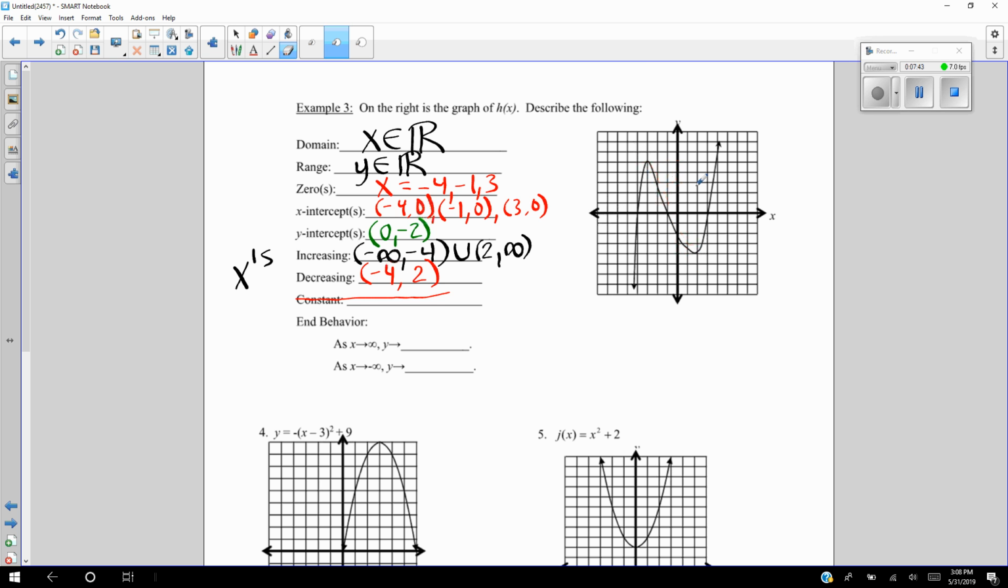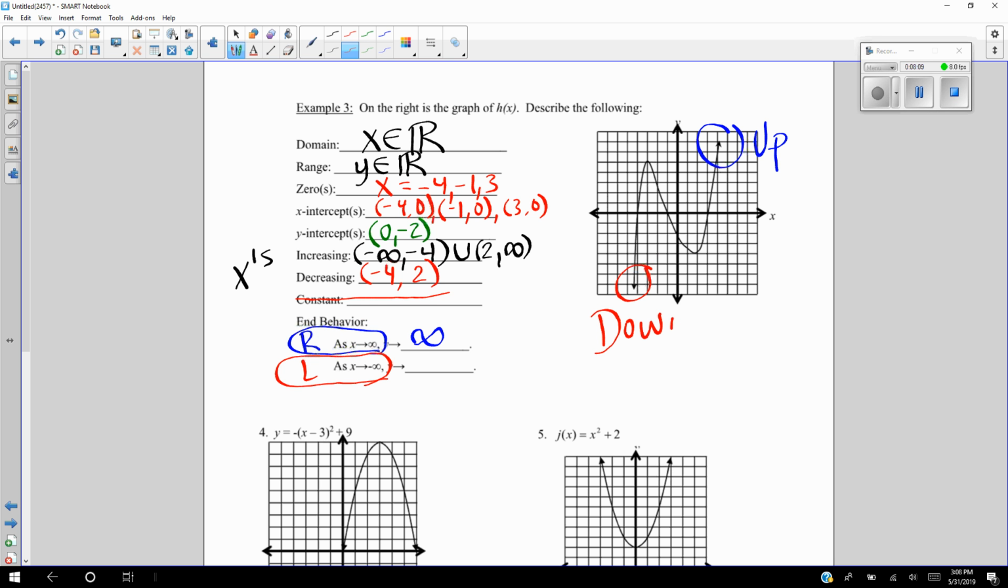All right, and then finally end behavior. We've got our right end, x approaches positive infinity. We have a right arrow, it is going up, so that means y is approaching positive infinity. Then we're going to look at the left end as x approaches negative infinity. There's the left arrow. That left arrow is going down, so y is approaching negative infinity.